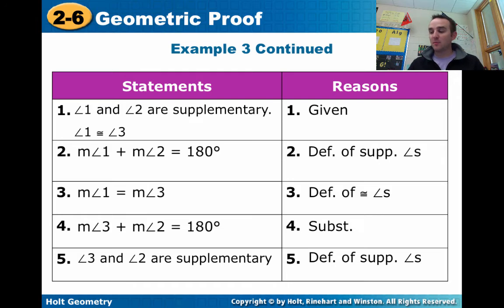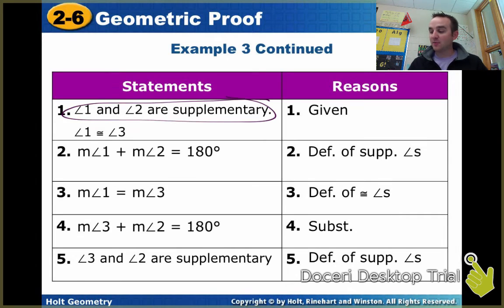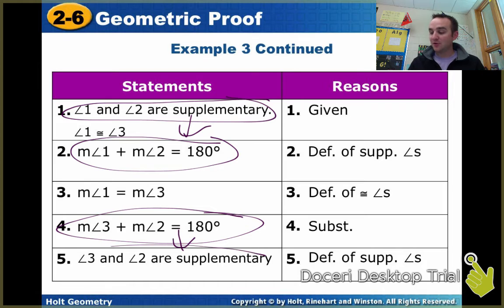Notice that definition of supplementary allows us to go from the fact that they are supplementary to they are equal to 180, and it also allows us to go from they're equal to 180 down to they are supplementary. Okay, so we can go back and forth with those definitions.